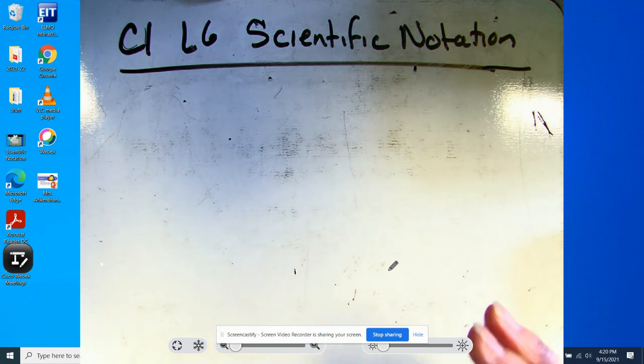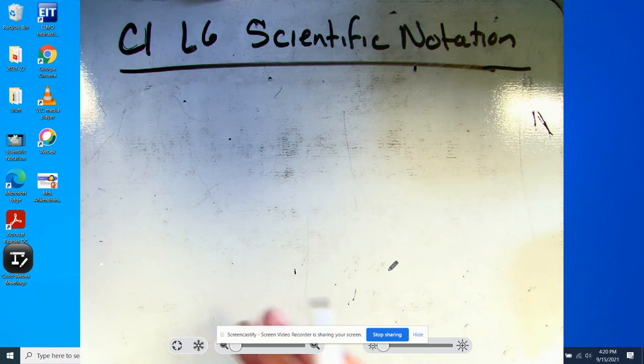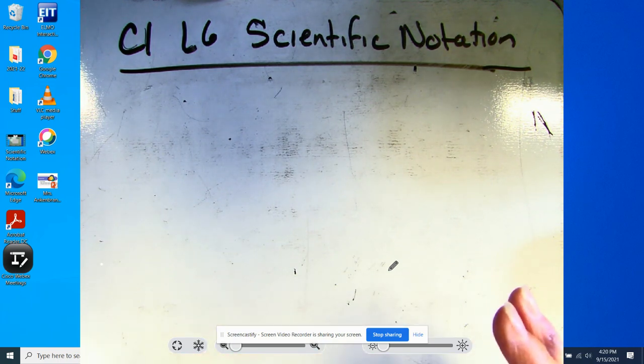Okay? If we divide by 10, we move our decimal to the left. So when we add a 0, we're actually moving our decimal place to the right. When we divide by 10, we move our decimal to the left. Okay? So let's think about this.